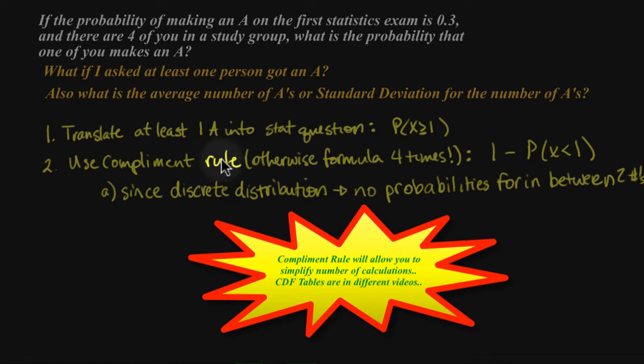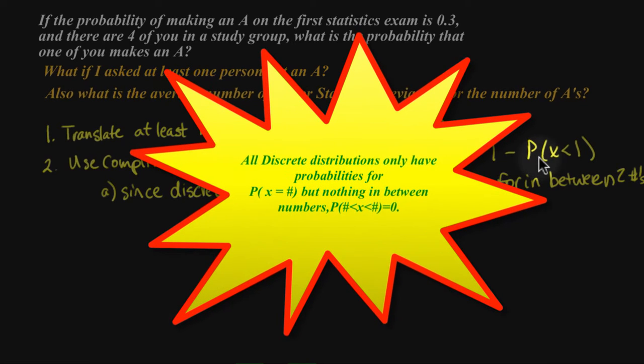Okay? When you're using the complement rule, you say 1 minus everything else in that 4 observation group, so less than 1. If we're asked for greater than or equal to 1, what's left over? Well, everything less than 1. Well, this is a discrete distribution, so there's no probability associated with the values between the whole numbers. So between 1 and 0, there is no probability. Okay, at 0 there's a probability, at 1 there's a probability, but not in between them.